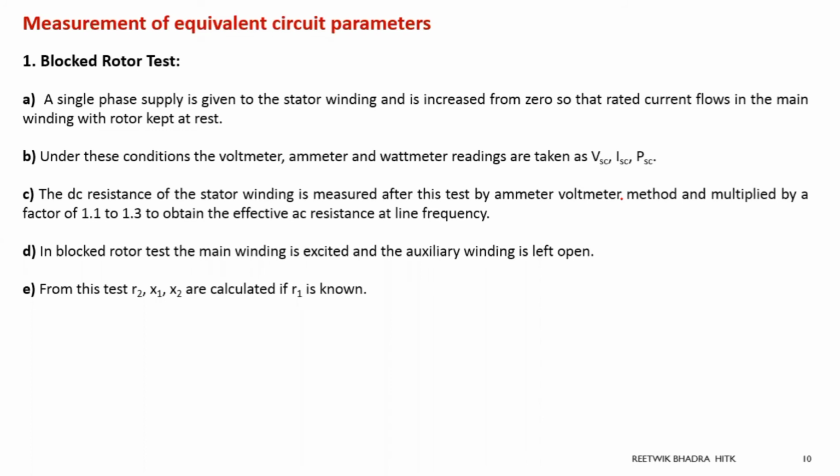Over here, the stator is given the supply. The rotor is kept at rest or blocked by using a belt around it. We are giving a supply to the stator, and slowly we are increasing the supply voltage to the stator until the ammeter reads the rated current. Same procedure as before. Since it is a block rotor test, rated current will flow. As soon as rated current flows, we'll take the readings of the voltmeter, ammeter, wattmeter. That will be VSC, ISC, and PSC.